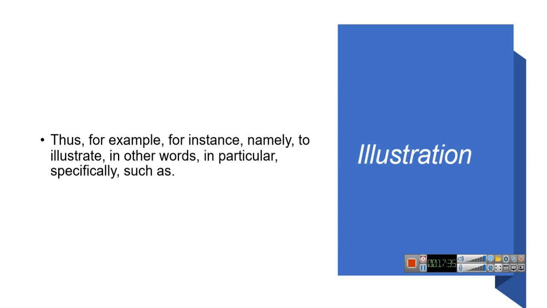We have transitional phrases for illustration. What is the illustration? Give an example. So we have, let me use my pointer: thus, for example, for instance, namely, to illustrate, in other words, in particular, specifically, such as. So what can we see right here? We're not only talking about one word. We're talking about groups of words.